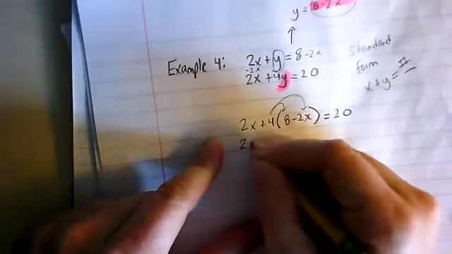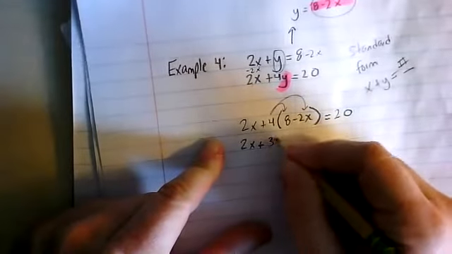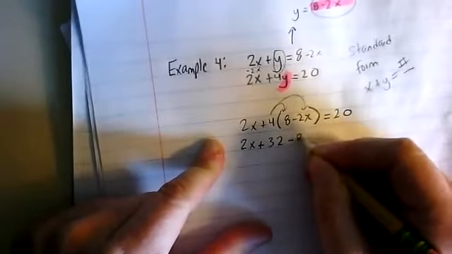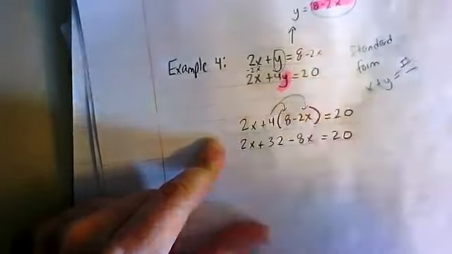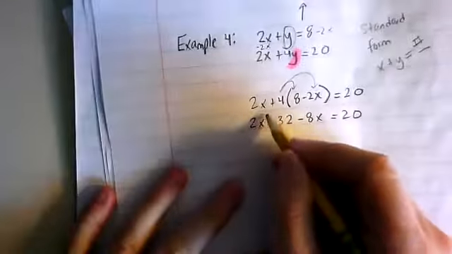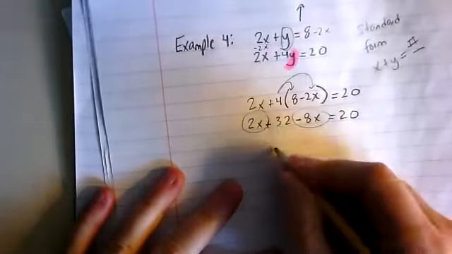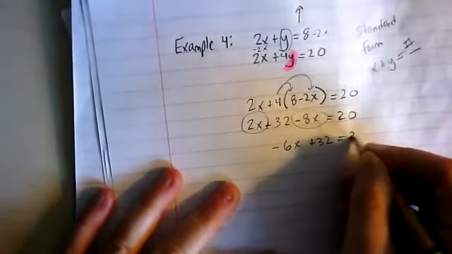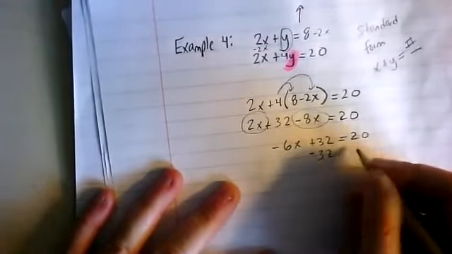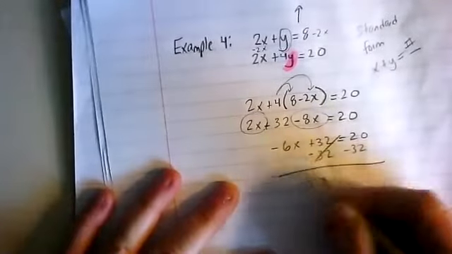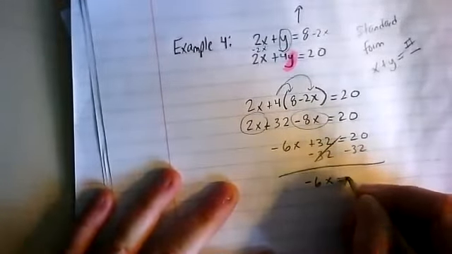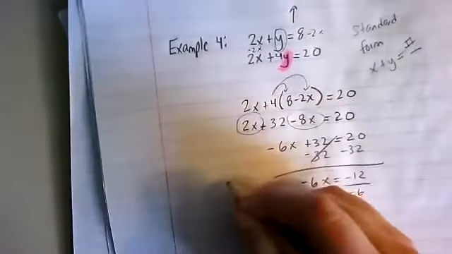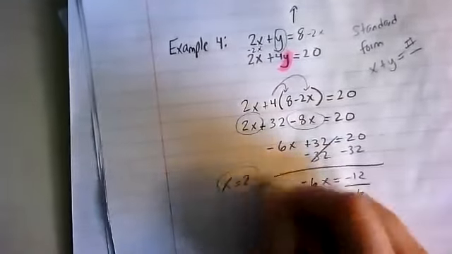All right, so I'll get 2x plus 4 times 8 is 32, minus 4 times 2x, that'd be a minus 8x, is equal to 20. I can combine my positive 2x and minus 8x to get a negative 6x. So minus 6x plus 32 is 20. I would subtract 32 on both sides. I get negative 6x is equal to negative 12. Divide out my negative 6, and I get x is equal to a positive 2.